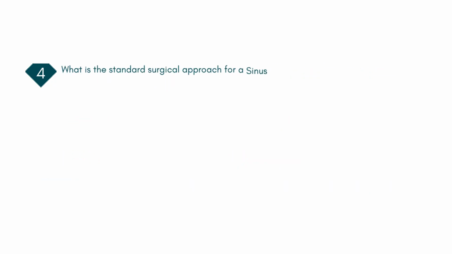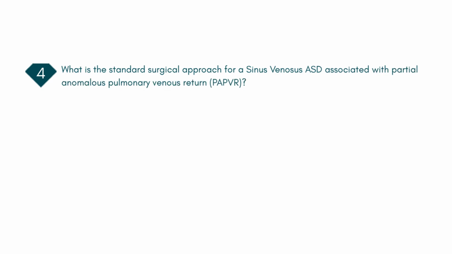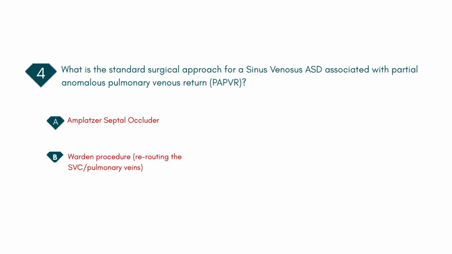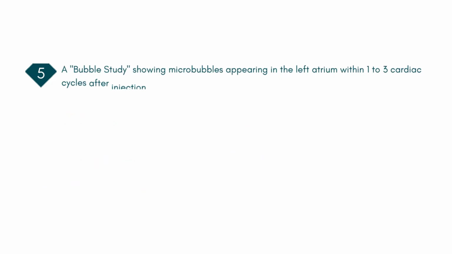What is the standard surgical approach for a sinus venosus ASD associated with partial anomalous pulmonary venous return, PAPVR? A. Amplatzer septal occluder. B. Warden procedure, rerouting the SVC/pulmonary veins. C. Fontan procedure. D. Blalock-Taussig shunt. Answer: B. Warden procedure.